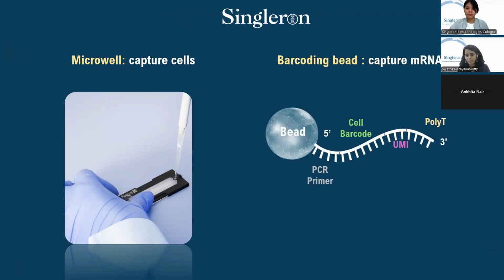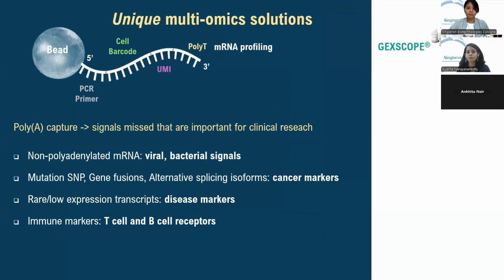We then use a barcoding bead to capture the mRNA. mRNA is mostly polyadenylated, so it has a poly-A tail. Our bead has unique barcodes and a poly-T that captures your mRNA. This is how standard single-cell platforms do mRNA profiling, using poly-T. We now know that signals can be missed when you do just poly-A capture, and many of these are extremely important in the clinical space. Anything that doesn't have poly-A will not be captured, for example viral and bacterial signals, because they inherently don't have a poly-A in their mRNA.